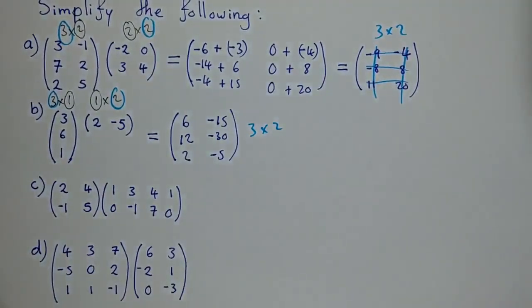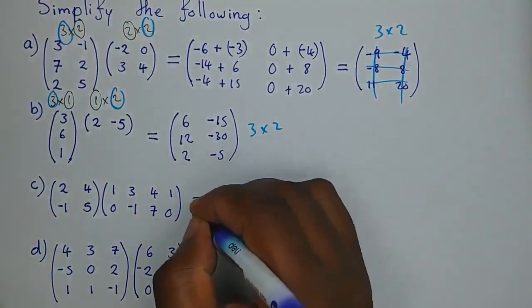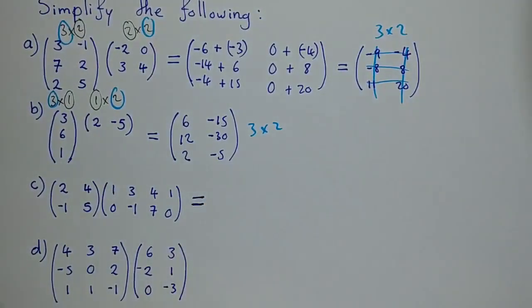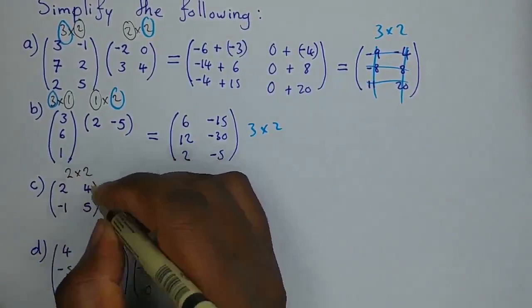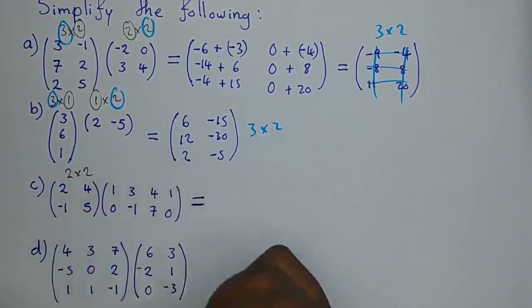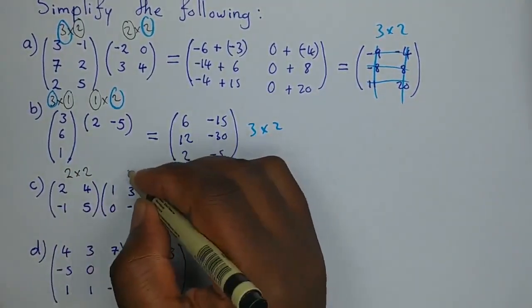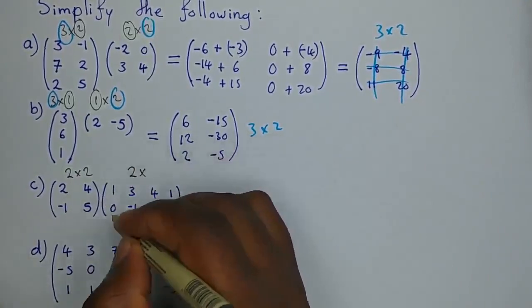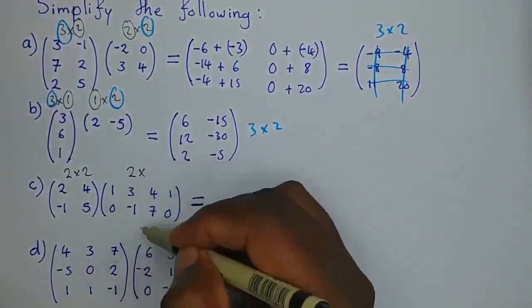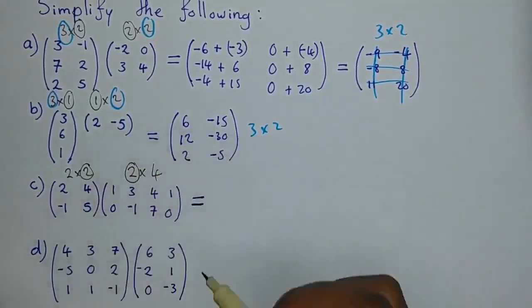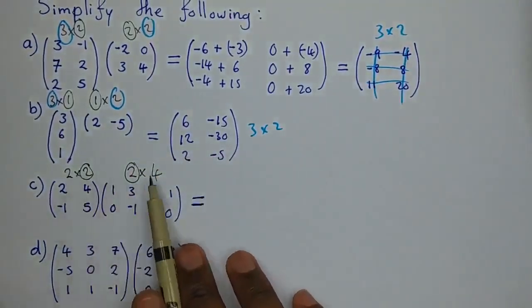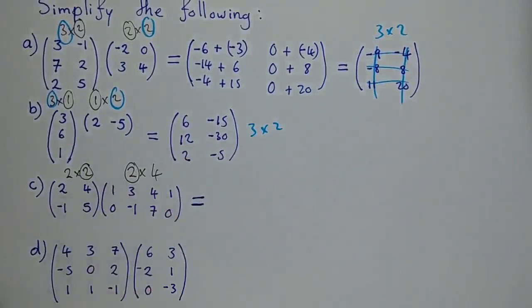Okay, so for this next one, let me try to do it very slowly so that you can be able to follow through. The idea is, number 1, knowing how many columns and how many rows you have. So for this one, it has 2 rows and 2 columns. 1, 2 rows, 1, 2 columns. For this matrix, it has 2 rows, 1, 2. And how many columns? 1, 2, 3, 4. Like that. Now, since these two numbers are the same, it means that our final answer must be 2 by 4. So let's produce a 2 by 4.